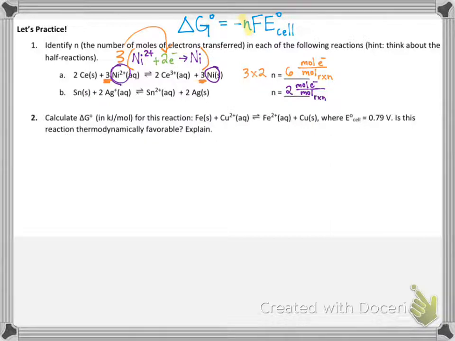So let's go ahead and use the entire negative nFE equation. Because number 2 asks us to calculate delta G naught in kilojoules per mole for a given reaction, and it gives you the standard cell potential in volts. It also wants to know if this reaction is thermodynamically favorable. You could answer that already, right? There's a positive cell potential. Yes, it's thermodynamically favorable. But we are going to answer in terms of delta G. Why? Because we can.